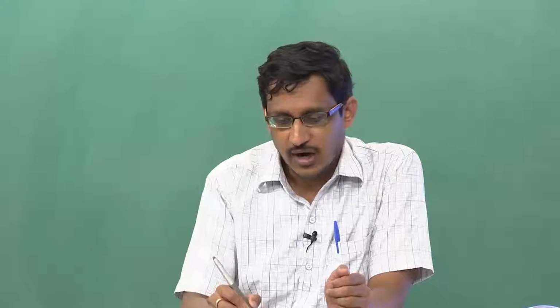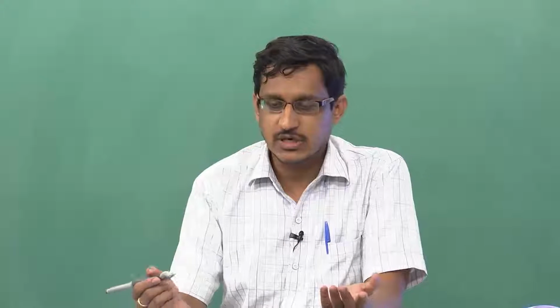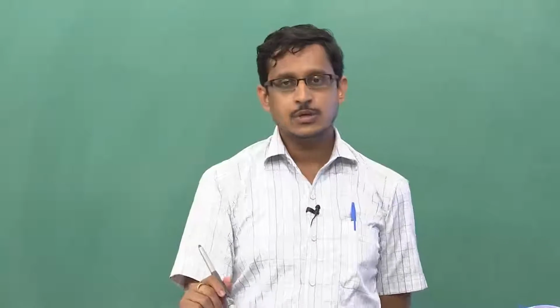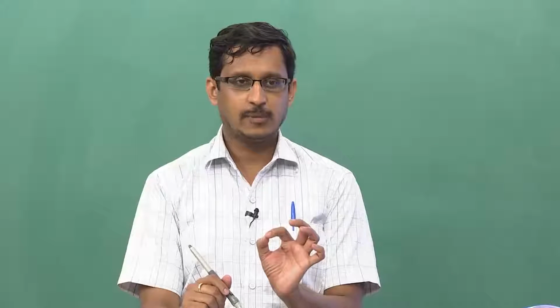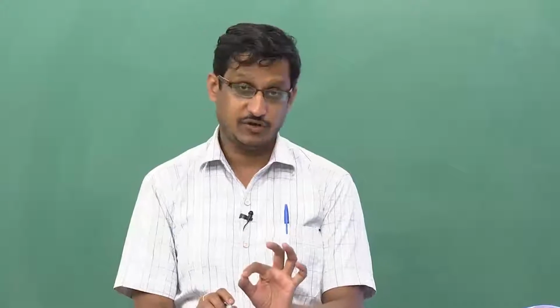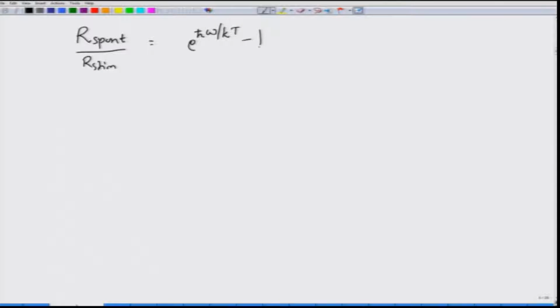R spontaneous to R stimulated, we had in the previous module shown, would be equal to e to the power h bar omega by kT minus 1. If you fix temperature, h bar is fixed, k is the Boltzmann constant, also fixed, what is left is the frequency omega. As you change omega, you might end up with h bar omega much larger than kT. Then this quantity on the right hand side will be larger than 1, which means that spontaneous emission will be larger than stimulated emission.